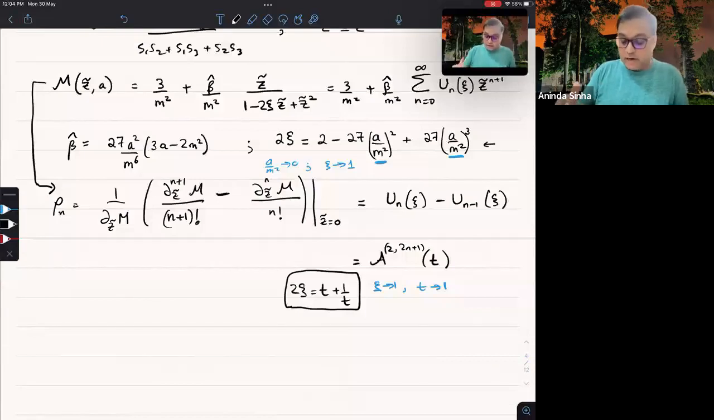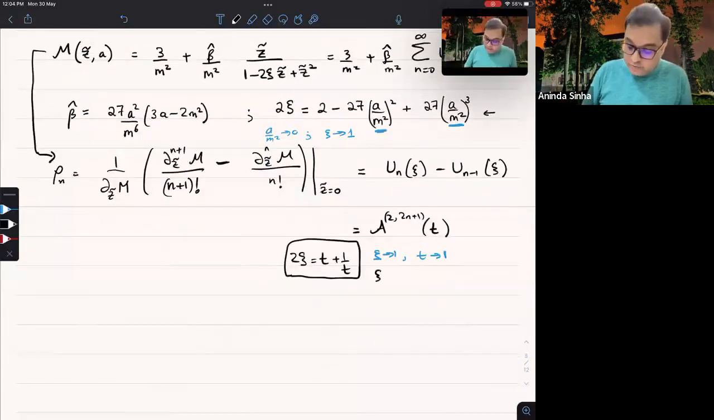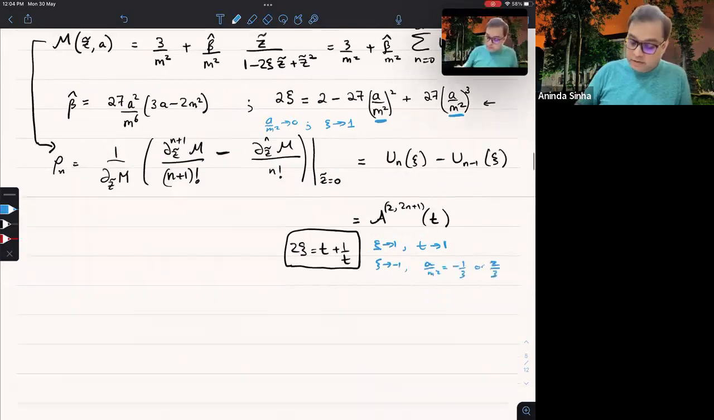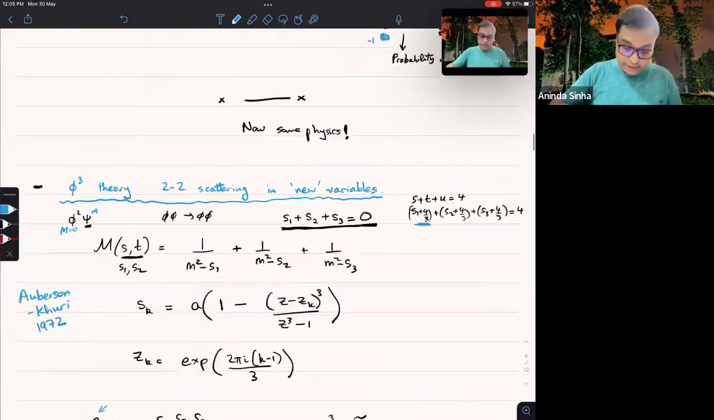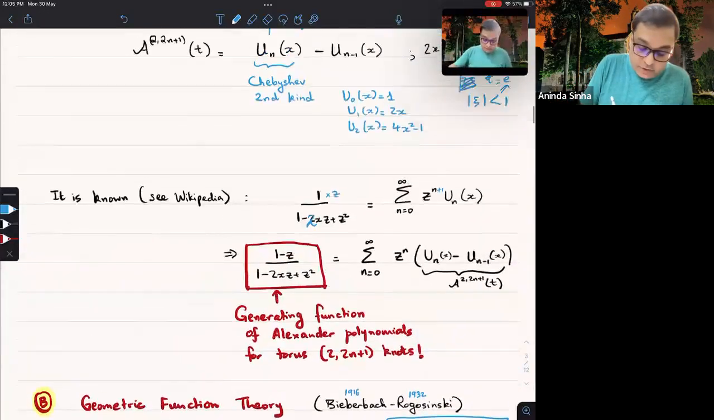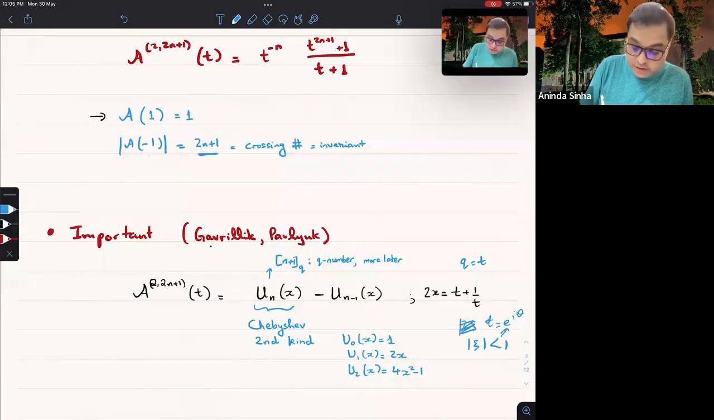You could actually ask when is psi equal to -1? So when psi is equal to -1, let's write it in blue. Psi becomes -1 when A by m squared is equal to -1/3 or 2/3. And if psi is equal to -1, this implies t is equal to -1. Why is that important? It's because when t is equal to -1, I get a knot invariant which is related to the crossing number.